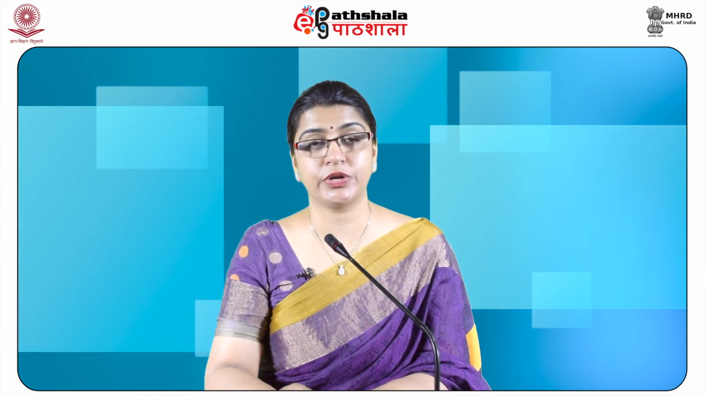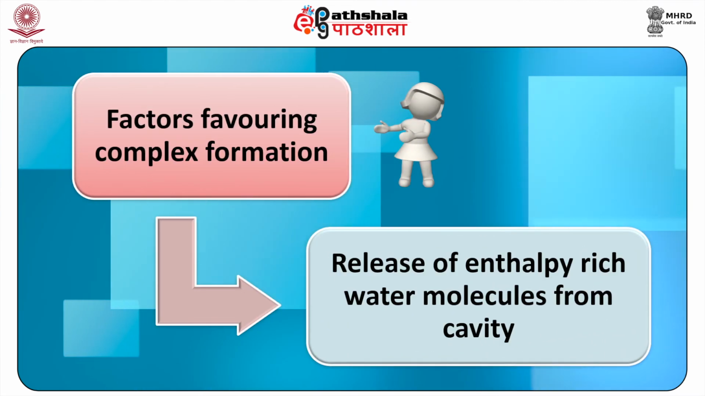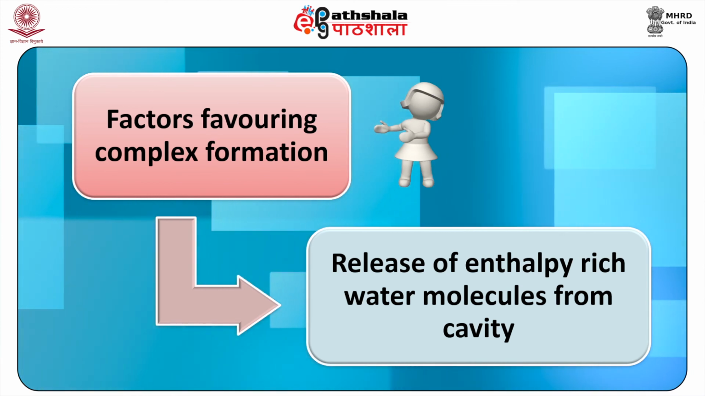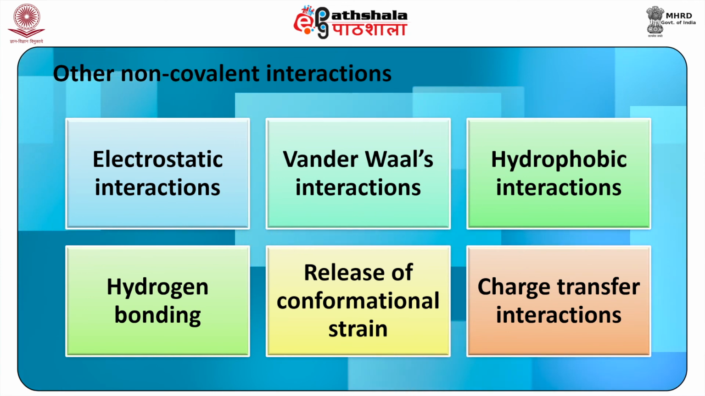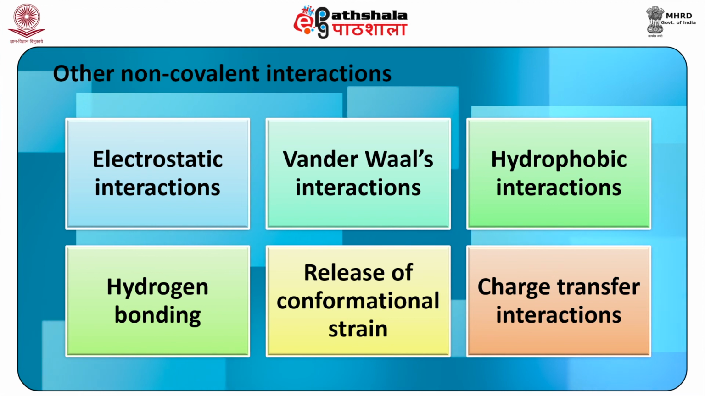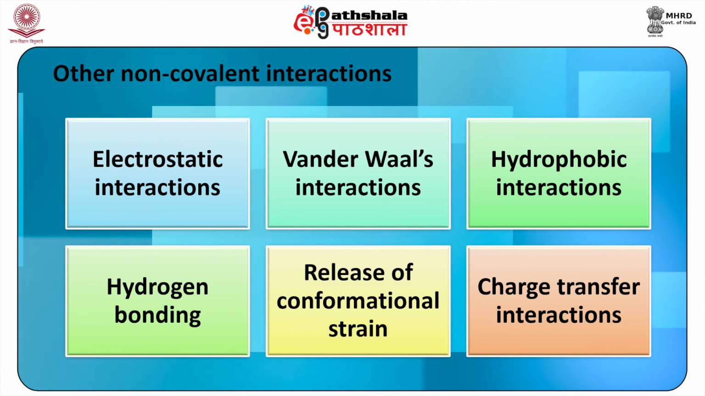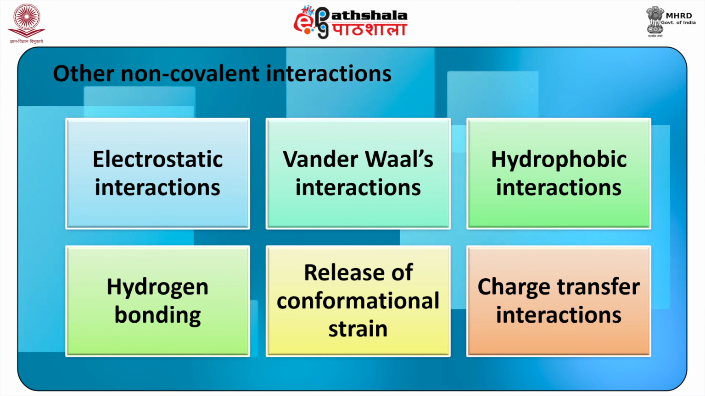Depending on the size of the guest molecule, we can choose an appropriate cyclodextrin moiety, let us say alpha cyclodextrin, beta cyclodextrin, gamma cyclodextrin, or their derivatives to suit the case. The factors favoring complex formation are the release of enthalpy-rich water molecules from the cavity of cyclodextrins and other non-covalent interactions like electrostatic interactions, van der Waals interactions, hydrophobic interactions, hydrogen bonding, release of conformational strain, and charge transfer interactions.